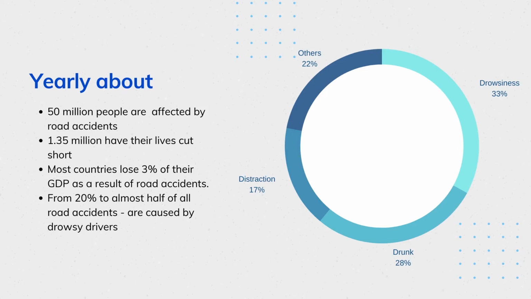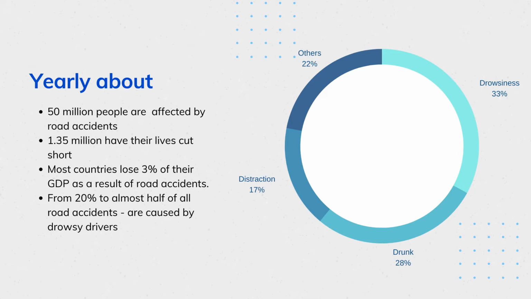Every year, more than 50 million people around the world are adversely affected by road accidents. 1.35 million people have their lives cut short, and a large proportion of the affected suffer serious, long-lasting injuries. And the effect isn't limited to human cost. The WHO estimates that most countries lose 3% of their GDP as a result of road accidents alone.